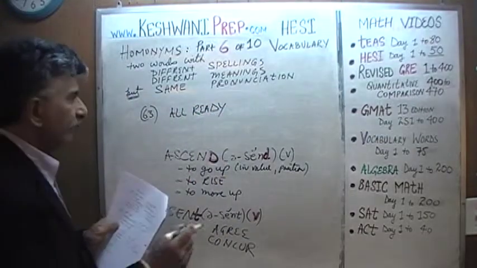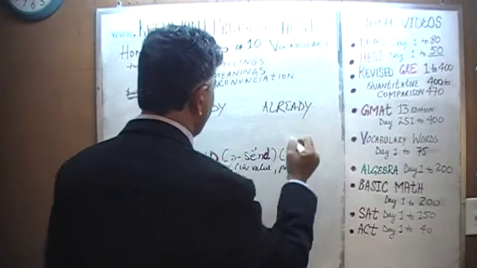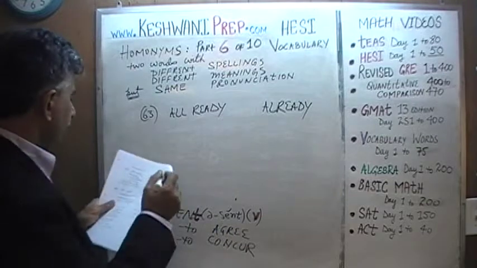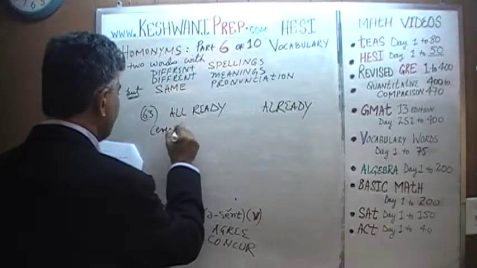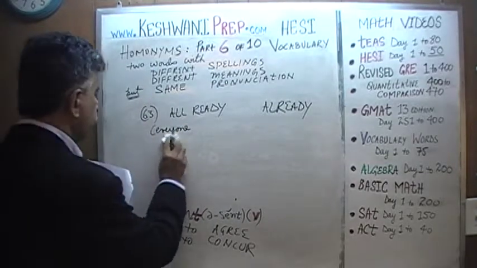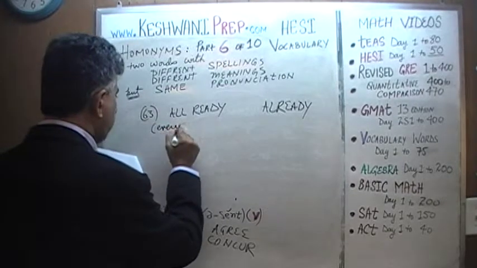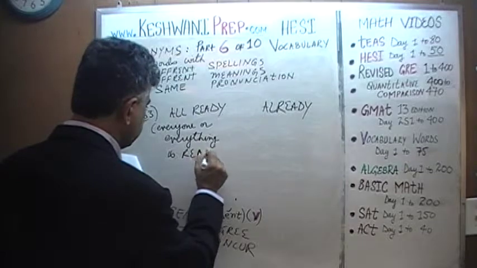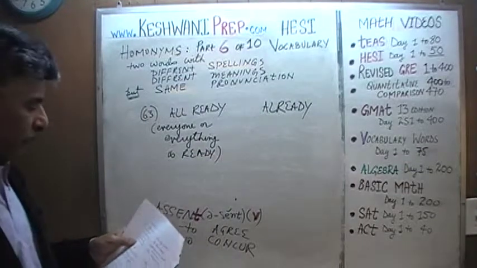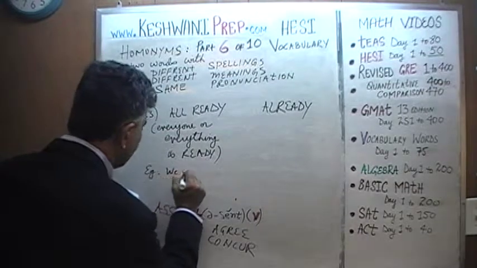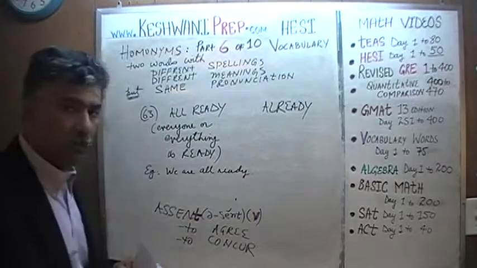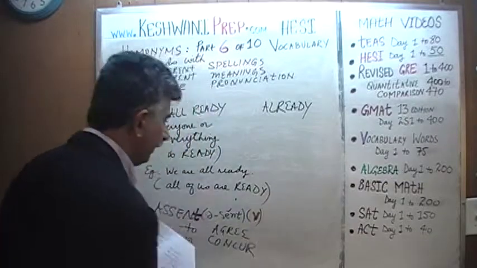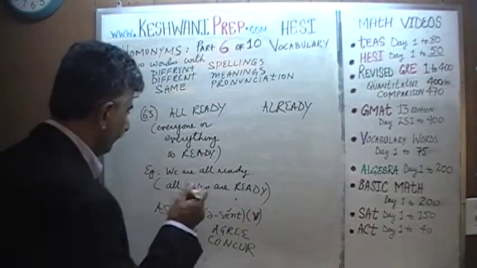already, as opposed to already. Let's learn the difference. When we say all ready, as in everyone or everything is ready. Everyone or everything is ready. We are, for example, we are all ready. We are all ready means all of us are ready. We are all ready.